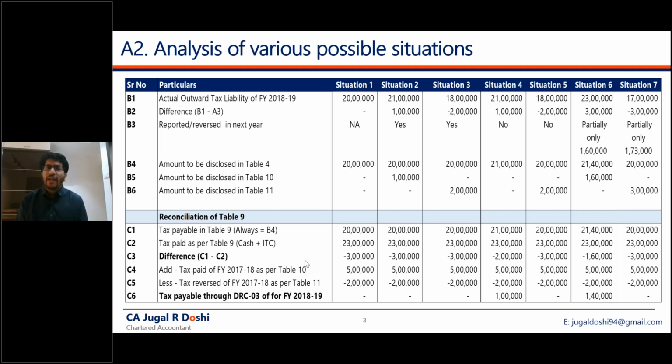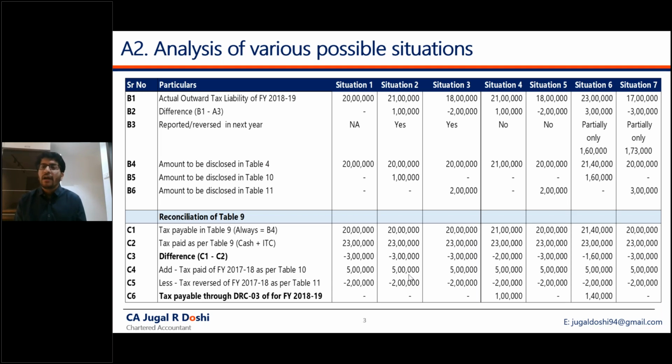So in situation 6, my actual tax liability is 23 lakhs against 20 lakhs reported. There is a difference of 3 lakhs, out of which I have paid tax on 1,60,000 through GSTR 3B. Hence, I will disclose 1,60,000 in table 10. And as I want my total to be 23 lakhs, the remaining 1,40,000 will be reported in table 4. That is, net reported in table 4 is going to be 21,40,000 as against payment of 20 lakhs. Hence reconciliation in table 9 will have tax payable of 1,40,000, which I will pay through DRC 03.